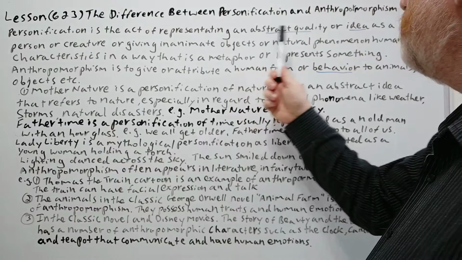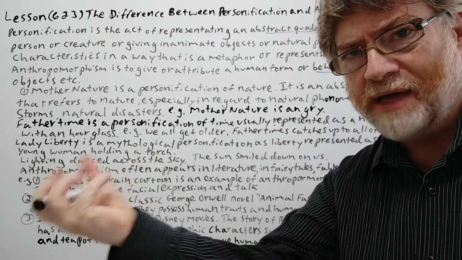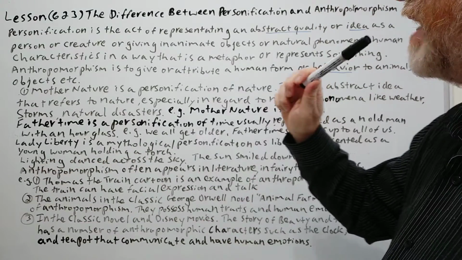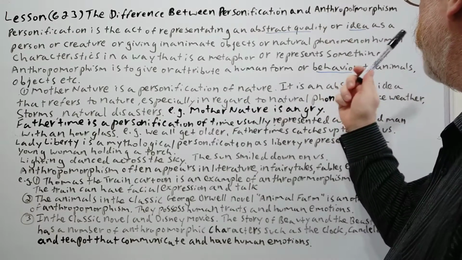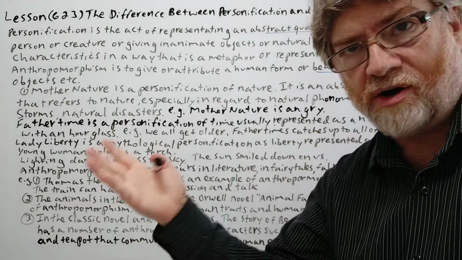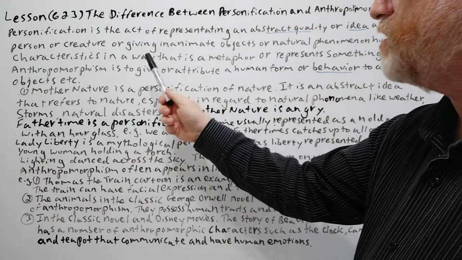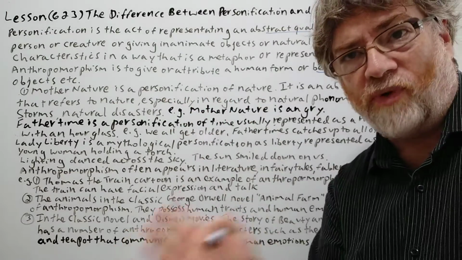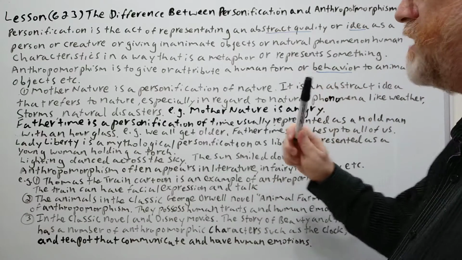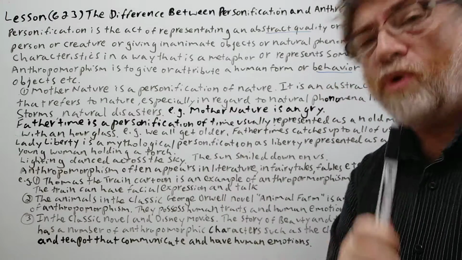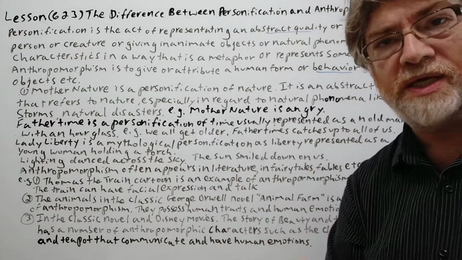Personification is the act of representing an abstract quality or idea, something that you can't physically touch, as a person or creature, and giving inanimate objects or natural phenomena, things that occur in nature like storms and thunder, human characteristics in a way that is a metaphor, comparing the two without using "like" or "as," or represents something. Anthropomorphism is to give or attribute a human form or behavior to animals, objects, etc.